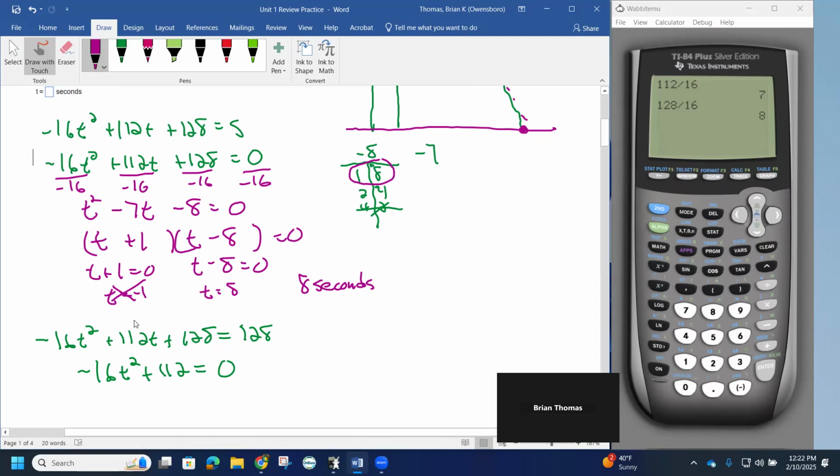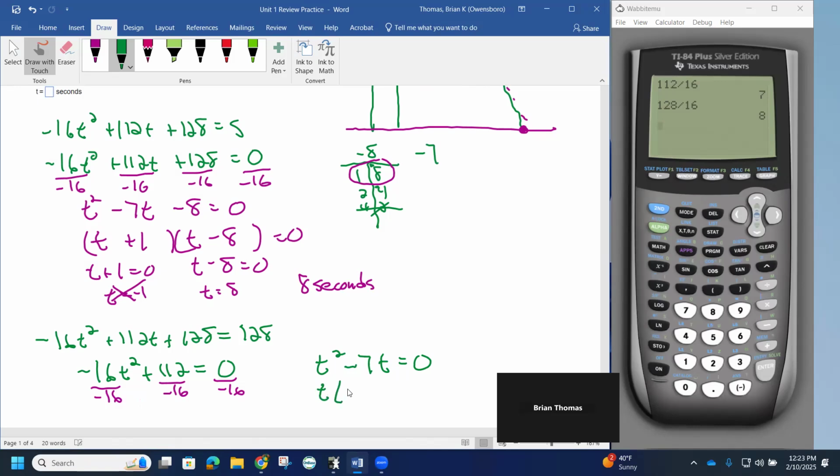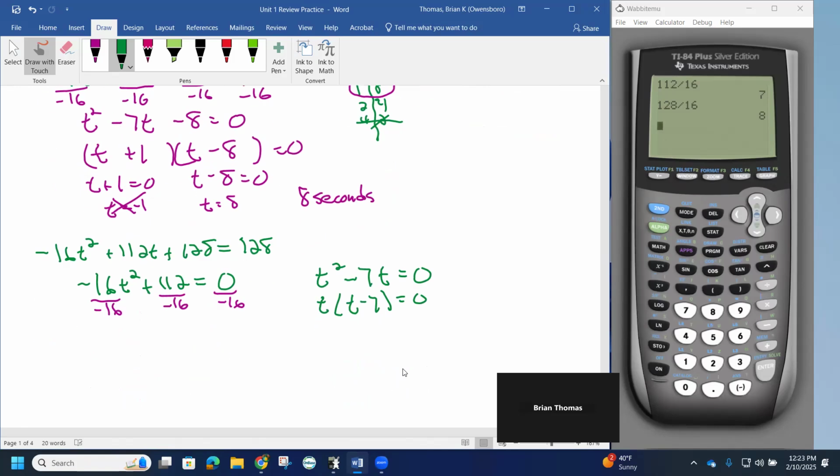Now, if I divide everything by -16, we're going to end up with then t squared, and then 112 divided by -16 is going to be the -7, so that's going to be a -7t, and then 0 divided by -16 is still just 0. Now notice that this problem is factorable. These two terms have a t in common, so I can factor this as t times t minus 7 is equal to 0. So it is factorable.